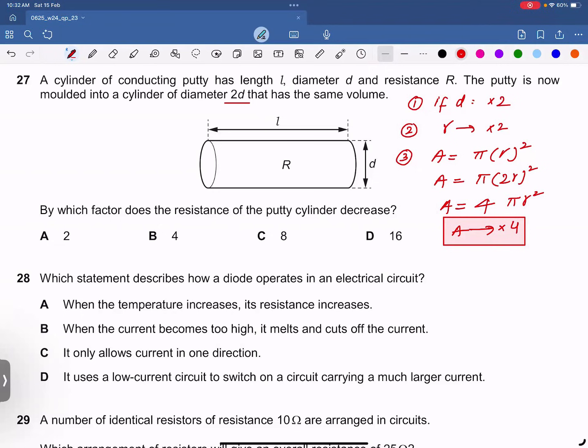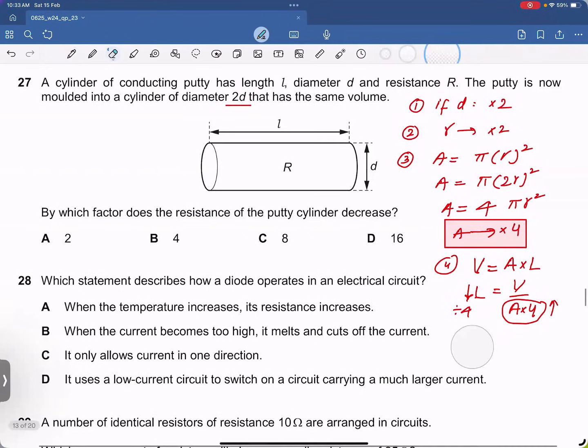Now, my dear students, this is step number 4. If area is times 4, you know volume is area times length. So let's make the length the subject. Length will be volume over area. If area is times 4, because it is inversely proportional, for the same volume the length should be less. How much less? Divide by 4.